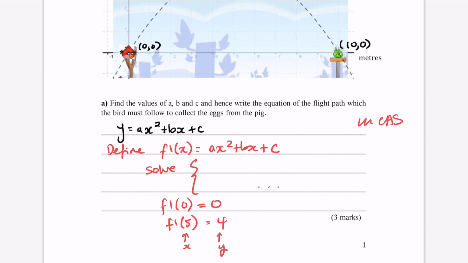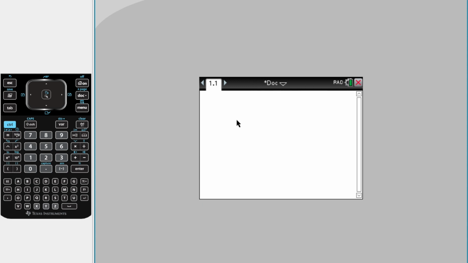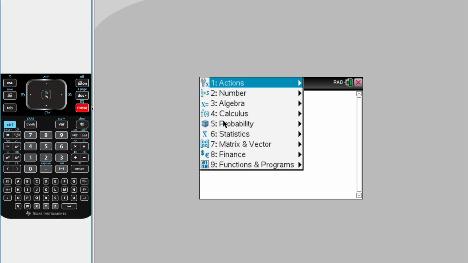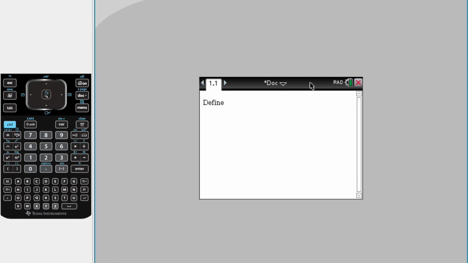Okay, onto the CAS. So we're going to go ahead and press menu. We're going to add calculator. The first thing, as I mentioned, is we're going to define. So we'll go to menu 1, 1, and I'm going to define it as f1(x). So that's the first function of x. And I'm going to type in a times x squared plus b times x plus c. I want you to make clear note of the fact that I've pressed times. If you don't put a times there, it's not going to work. It's going to say false.